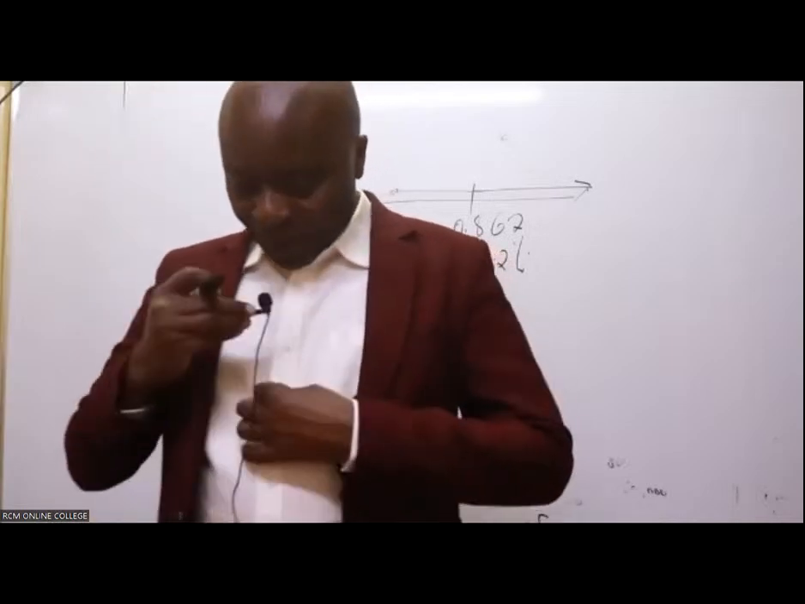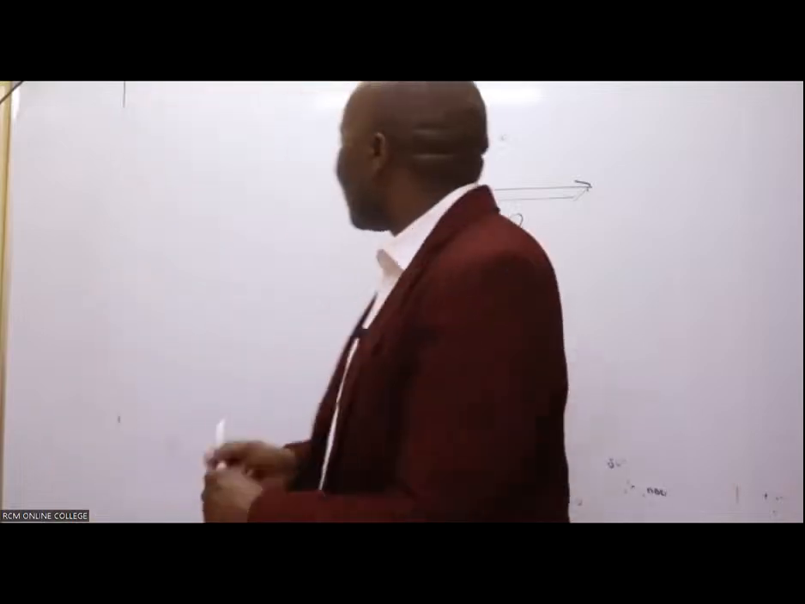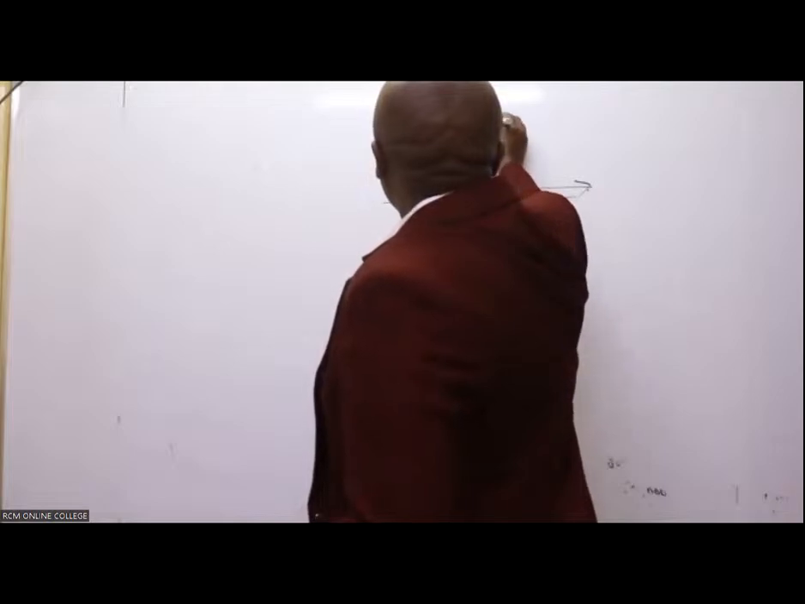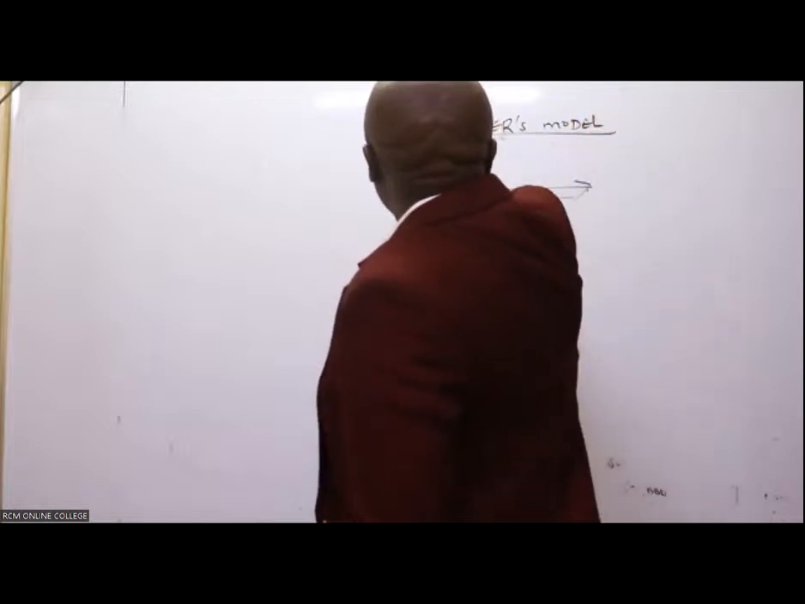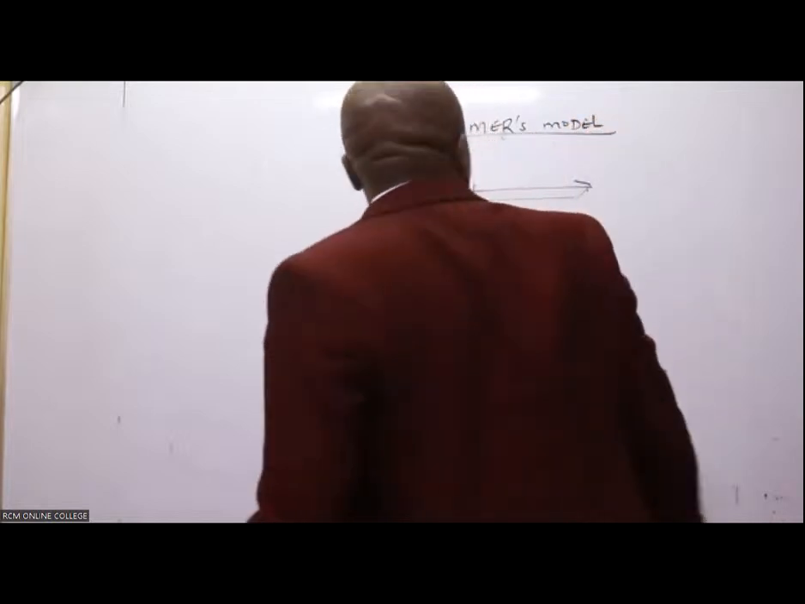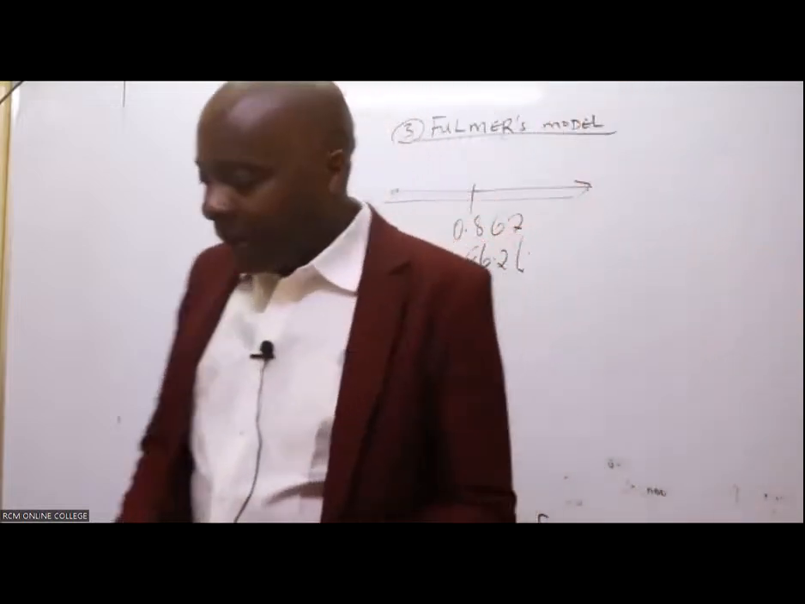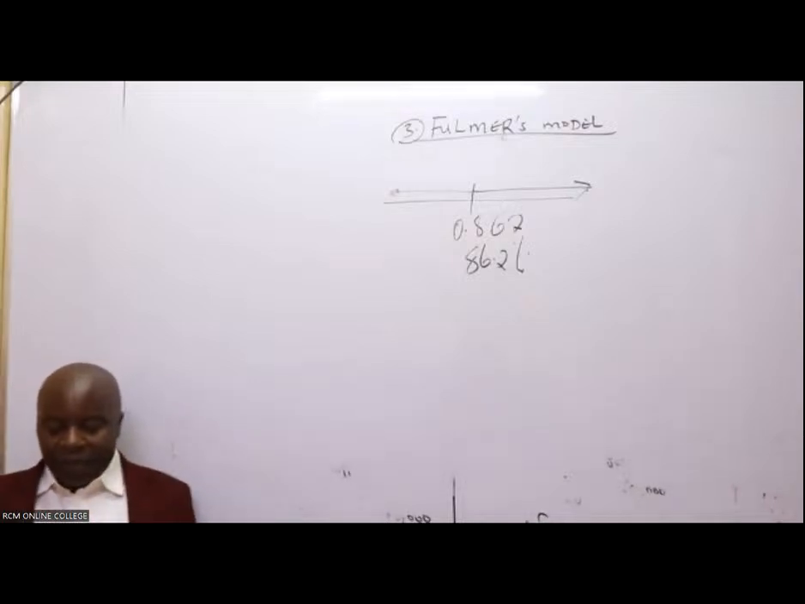The third model is what they call the Farmer's model. So this is model number 3. Farmer's model, we are reading there together, ladies and gentlemen. What are they telling us there? So we are reading this together.